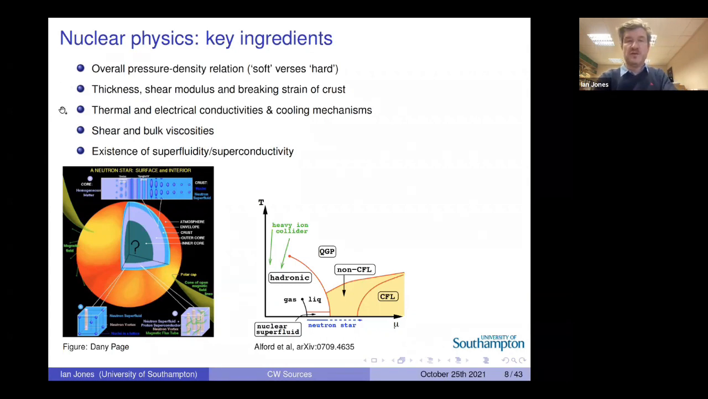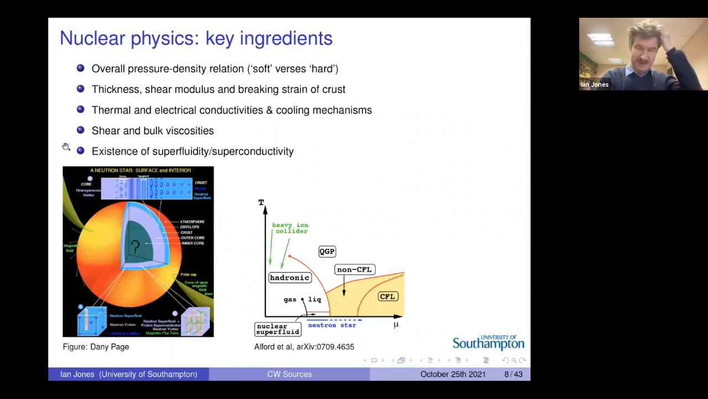Another thing that's relevant from the nuclear physics side, some other microphysical things, in particular the thermal and electrical conductivities and how they relate to cooling mechanisms. Pretty well all of the ways in which you can get continuous waves from neutron stars, they care either a bit or a lot about how the magnetic field is arranged in the star or how hot the star is. And so all of these so-called transport properties, the thermal and electrical conductivities, are important. And also the other transport properties to do with fluid viscosity are important. Probably not important for mountains, but they're important for fluid oscillations because they determine how much energy is dissipated as heat if you've got a fluid oscillation.